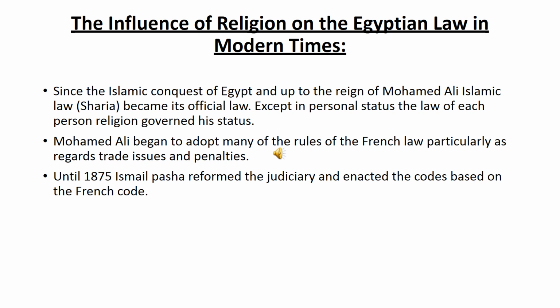Until the change in 1875, Ismail Pasha reformed the judiciary and enacted the codes based on the French code. So from this date, Ismail Pasha revoked most of the Islamic law and substituted the French code in a lot of matters, yet a huge part of Islamic law still applies in other matters.